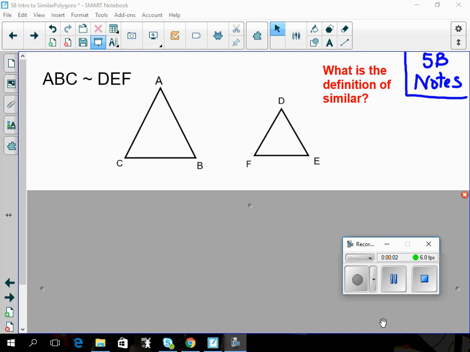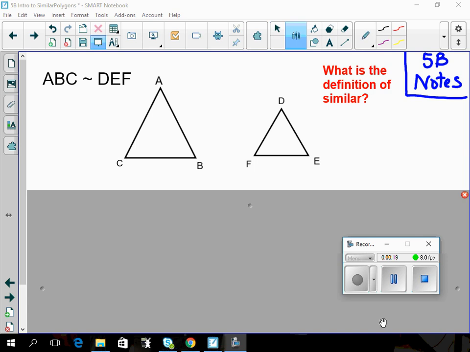So we have two triangles up here that I told you are similar. And remember what the similar sign is? It's just that little tilde, right? So we have a similarity statement. Who can remind us what the three-part definition of similar was?